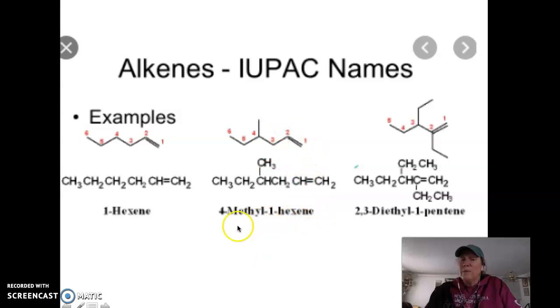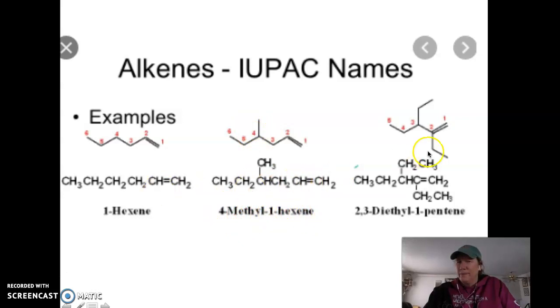And whenever you have a double bond or a triple bond or anything, they take precedence over the numbering. They want the lowest numbers, so that's why I started numbering over here. And then on the fourth one, so 1, 2, 3, 4, we have a methyl group. So it'd be 4 methyl, 1 hexene.